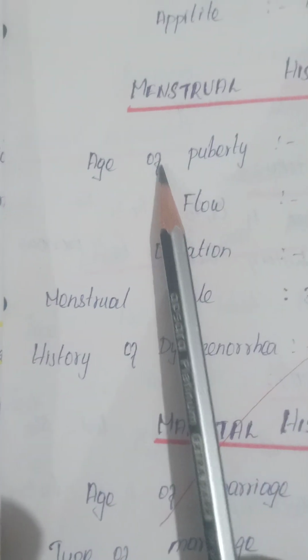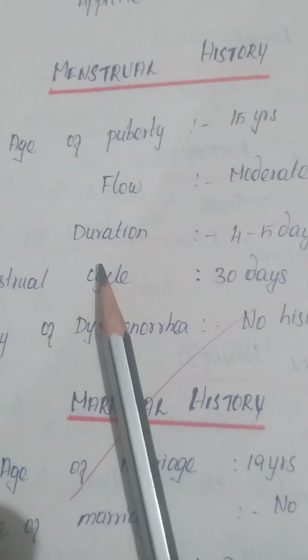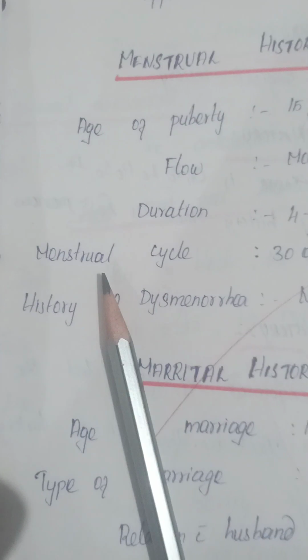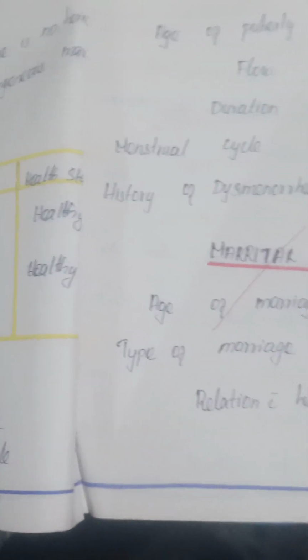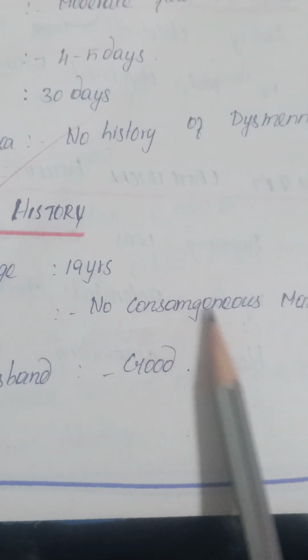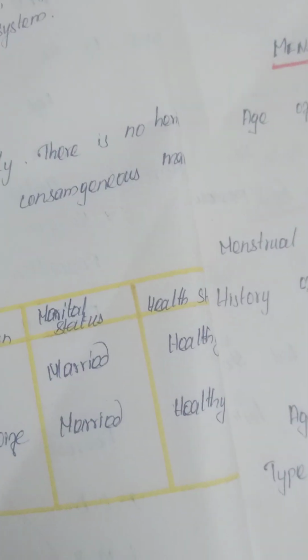menstrual history, age of puberty, then flow, moderate flow, then duration 4 to 5 days, then menstrual cycle 30 days, then history of dysmenorrhea, no history. Dysmenorrhea means painful menstruation, no history of dysmenorrhea. Marital history, age of marriage 19 years, type of marriage, no consanguineous marriage, then relation with the husband, good. Next page.